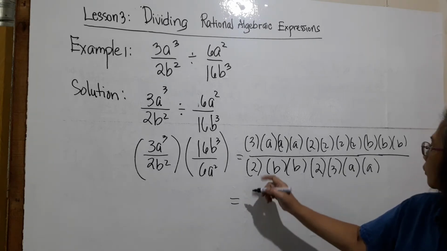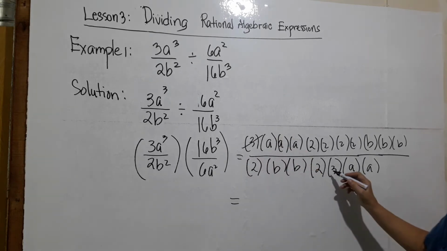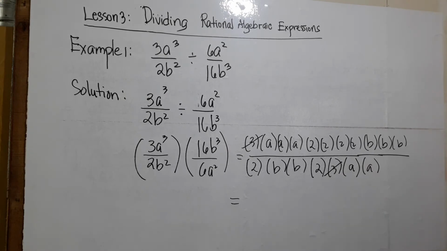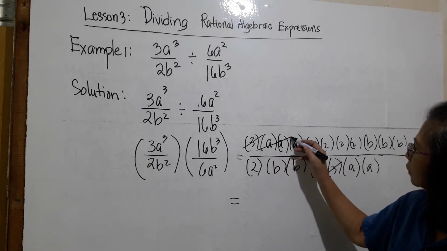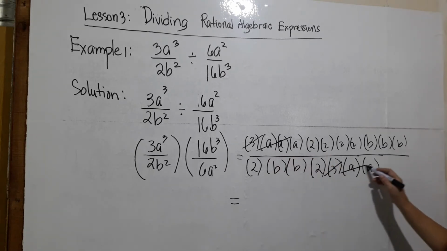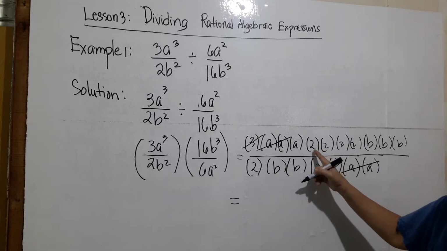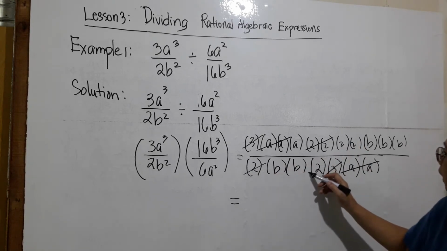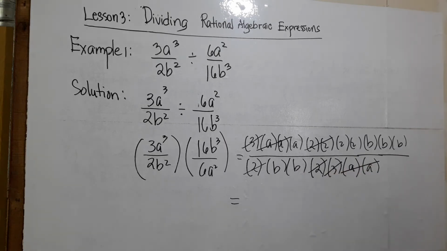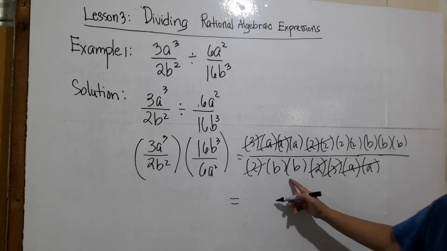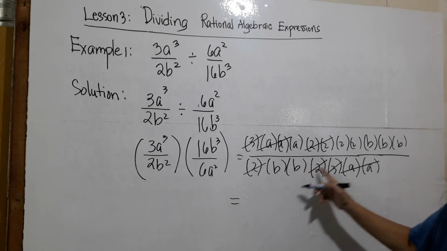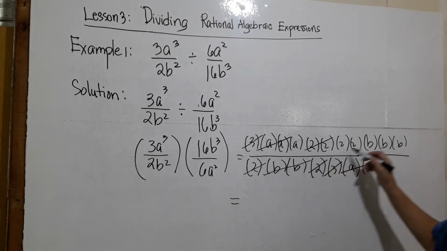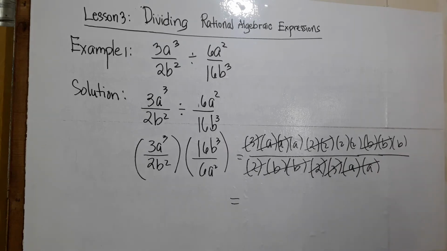So we now have for 3, 3. Okay, for letter a's, we have only 2 a's in the denominator. So we can cancel 2 a's in the numerator against the 2 a's in the denominator. There are two 2's in the numerator, so we can cancel 2 2's in the denominator. What about the b's? In the denominator there are only 2, so we can cancel 2 b's here. So cancel 2 b's also in the numerator.